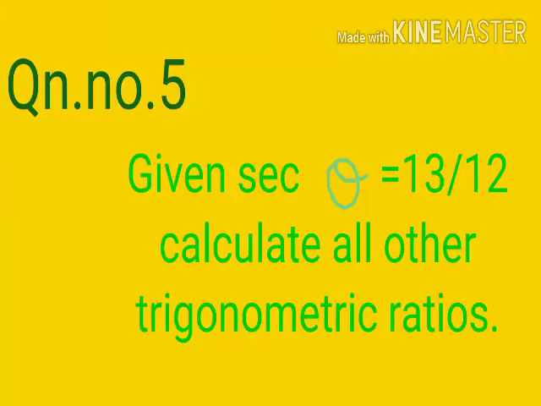Question number 5. Given sec theta equal 13 by 12, calculate all other trigonometric ratios. One of the trigonometric ratios, sec theta, is given as 13 by 12. Then calculate all other trigonometric ratios.